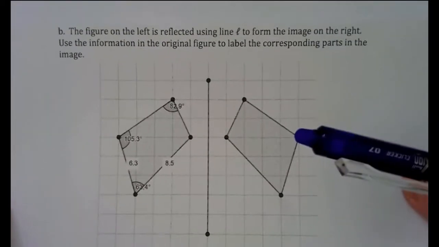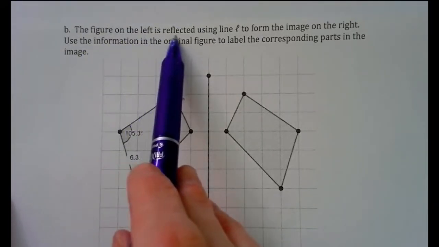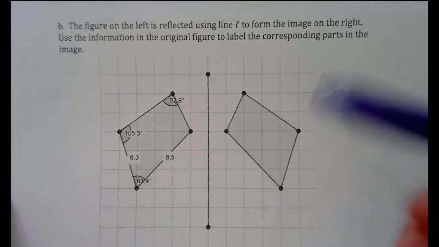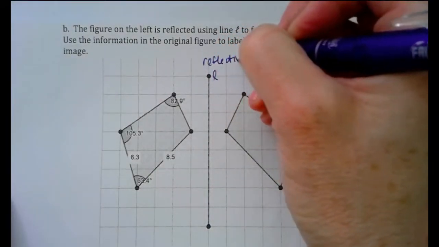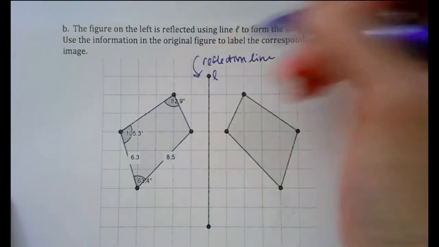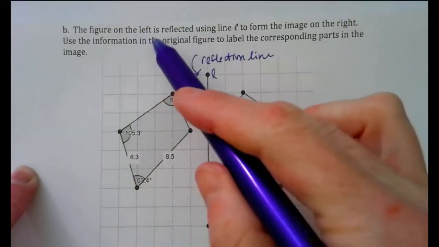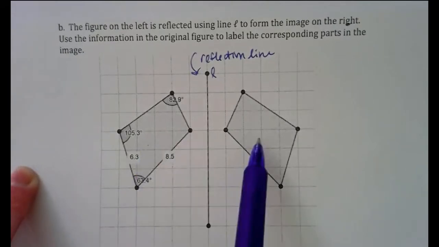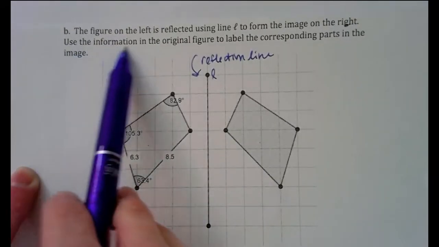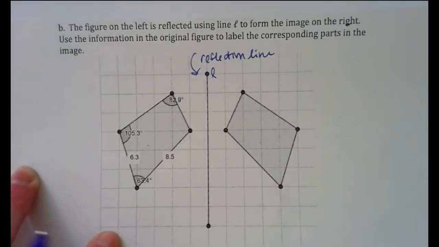For 7B, 7B says, the figure on the left is reflected using line L. So this is line L. So that's our reflection line. Okay. So the figure on the left is reflected to form the image to the right. So this has been reflected here. Use the information in the original figure to label the corresponding parts in the image.